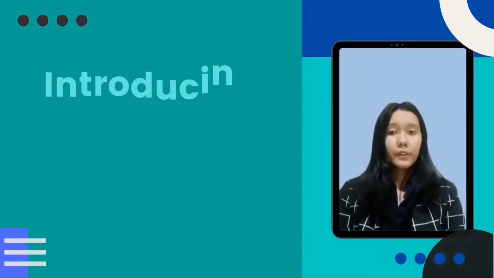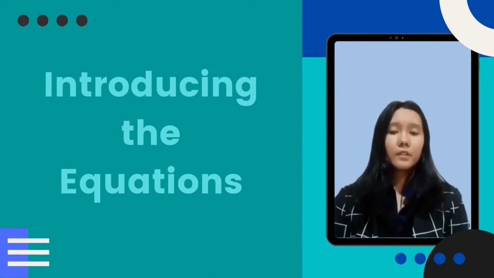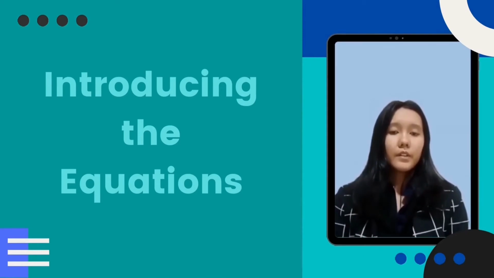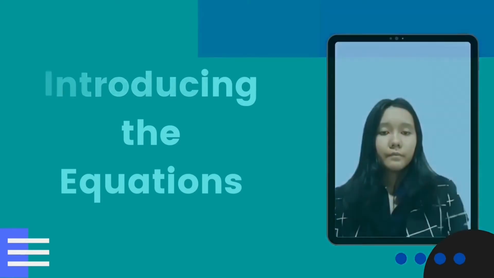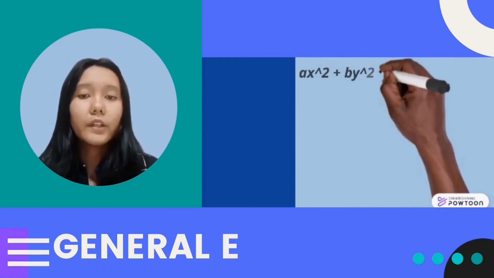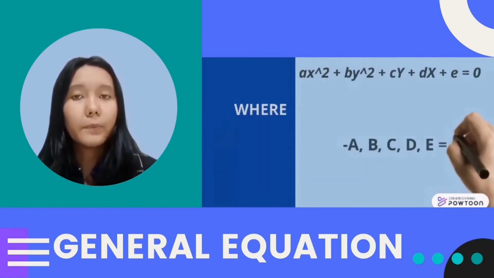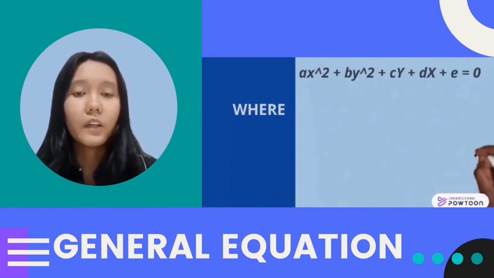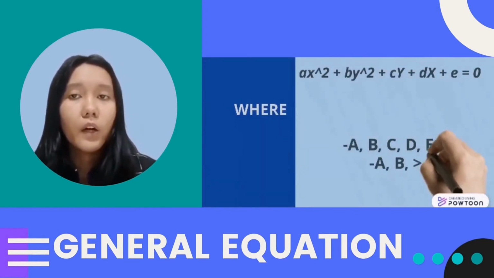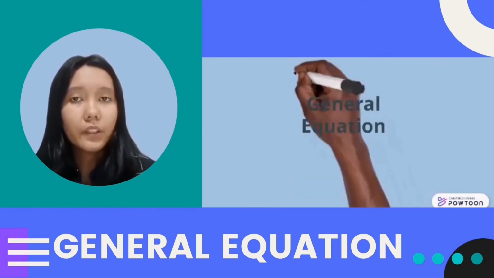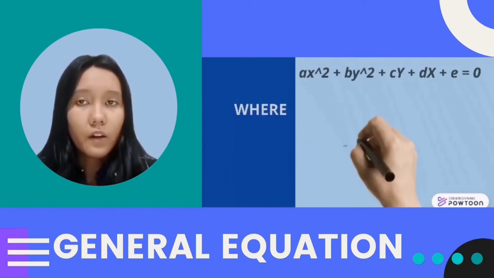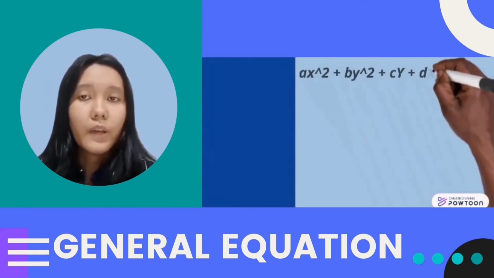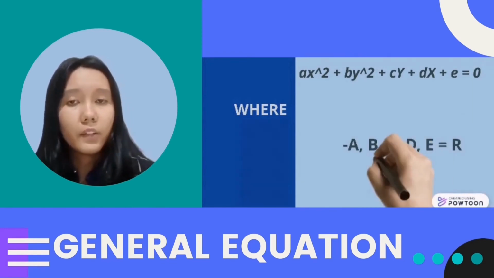Now that we've finished discussing the different properties of the ellipse, let us move forward and talk about its equation. The general equation of the ellipse is ax squared plus by squared plus cx plus dy plus e equals 0, where a, b, c, d, e are real, ab is greater than 0, and a is unequal to b.